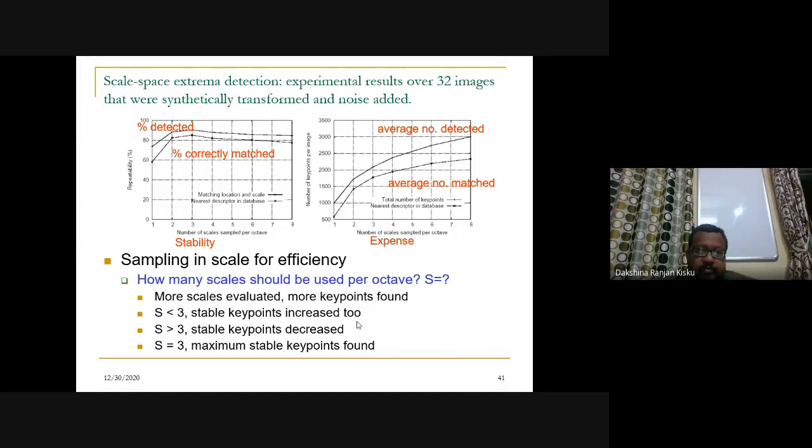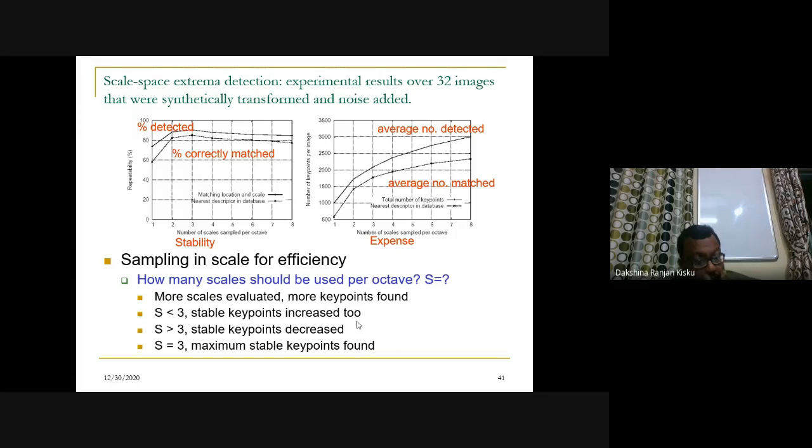The number of scales depends upon the images used for the experiment, so theoretically it is not decided what the number of scales should be. Empirically, we need to decide the number of scales per octave. On the images we are using for the experiment, we will determine the number of scales to be used per octave.